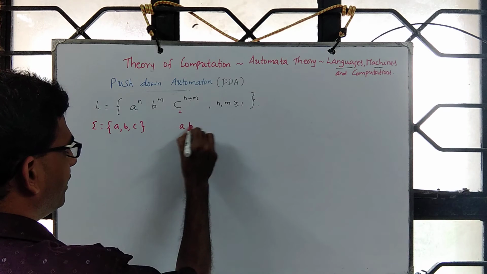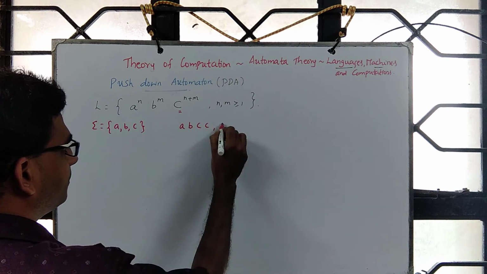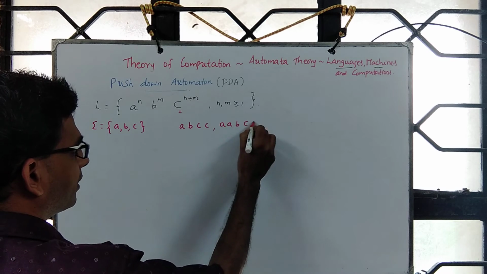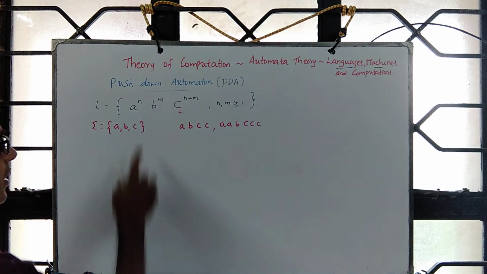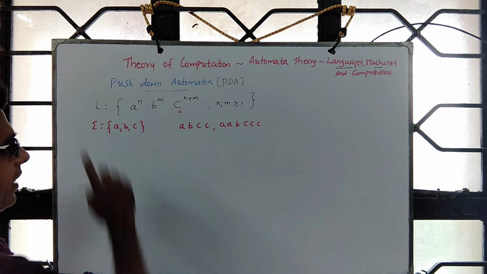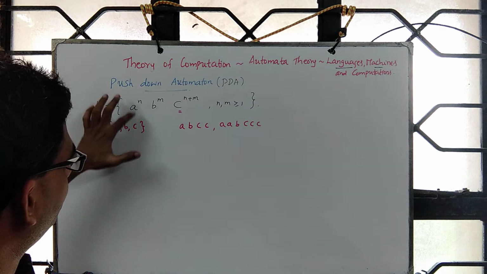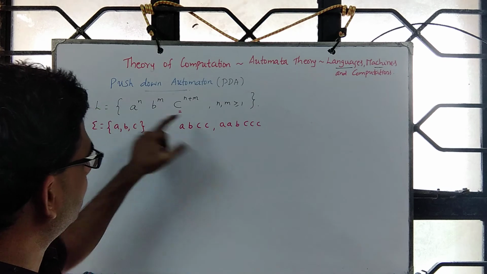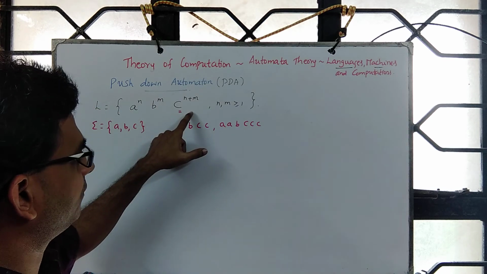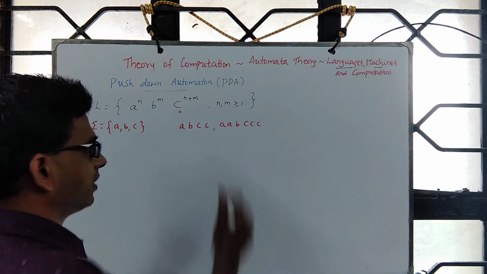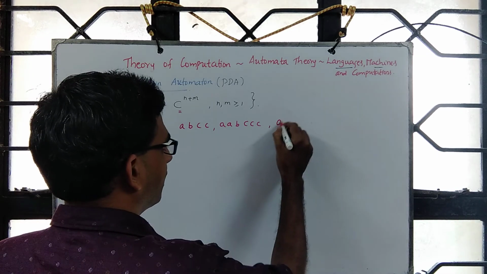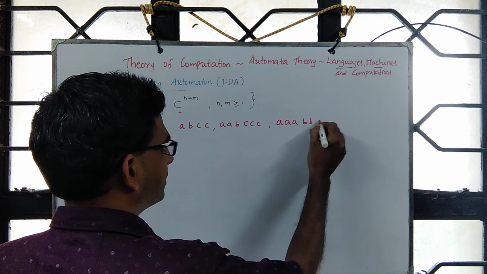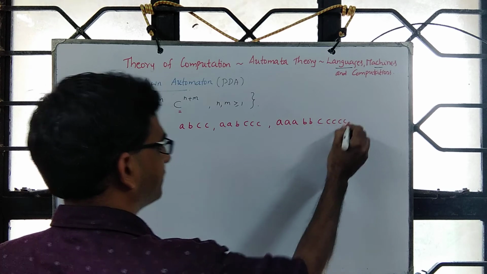So A, B, C, C is valid. There is no relation between n and m. One can read any number of A's, any number of B's. The only thing is the sum of these must be the same as the number of C's read. This is also a valid string, and we may read 3 A's and 2 B's, then 5 C's.